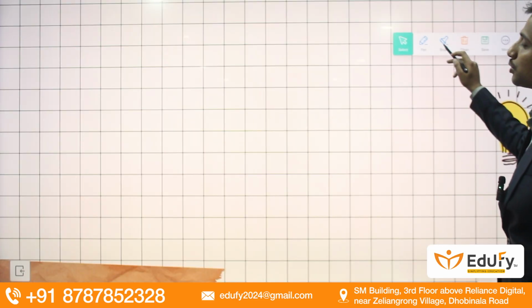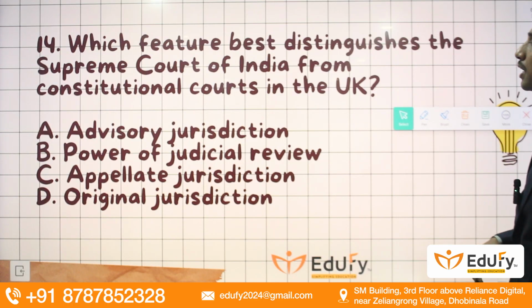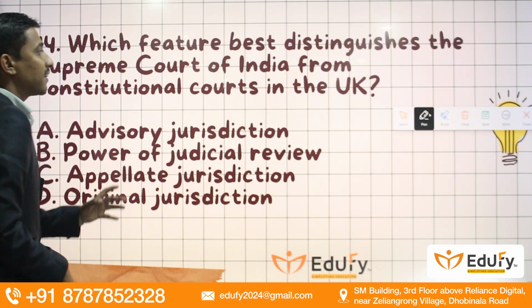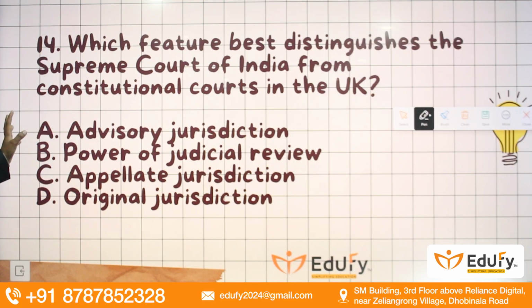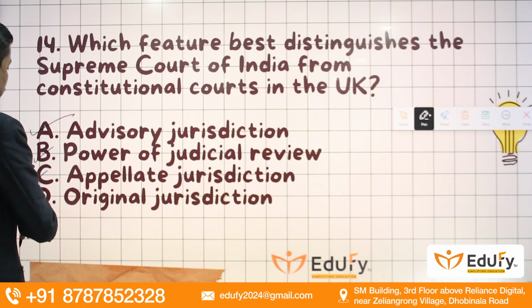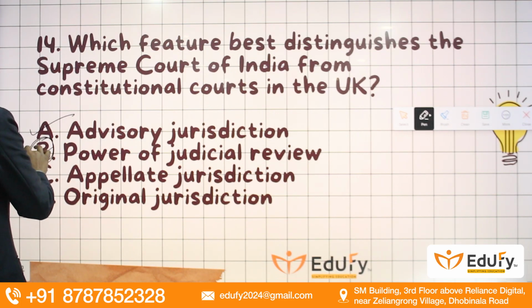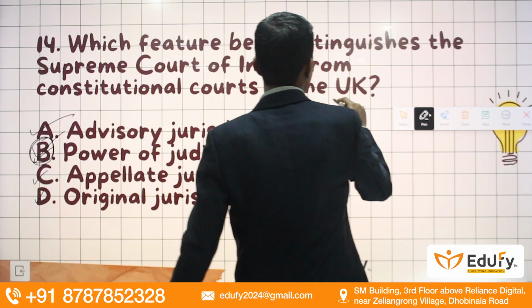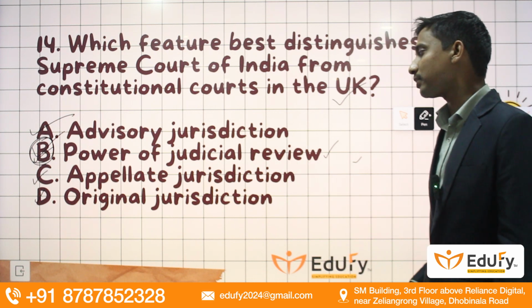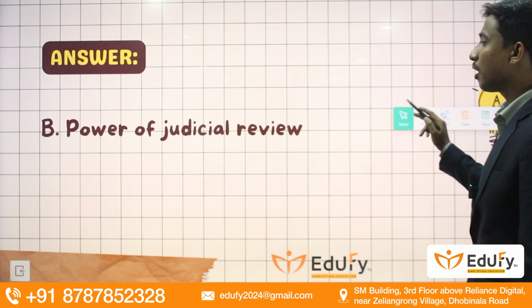Moving towards the next question, guys, we have here, which feature best distinguishes the Supreme Court of India from constitutional courts in UK? So guys, it is basically asking the difference between the Supreme Court in India and the constitutional courts in UK. So Supreme Court of India is actually having all such powers: advisory jurisdiction, power of judicial review, appellate jurisdiction, original jurisdiction. However, the power of judicial review is exclusive. If we compare both, the power of judicial review is actually an exclusive power of the Supreme Court of India. So the power of judicial review will be the correct option, option B.